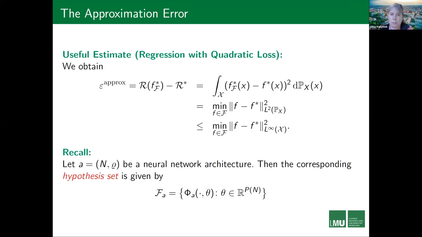Again, let me remind you of the hypothesis set which we are interested in. This was our notation for a neural network. The little a always indicates the neural network architecture, because we made this distinction between the architecture and the realization of a neural network. The architecture: this vector n indicates how many neurons there are in each layer, and rho is the activation function. The psi a is then the realization, theta indicates the set of parameters, and the number of parameters was defined to be P of n.